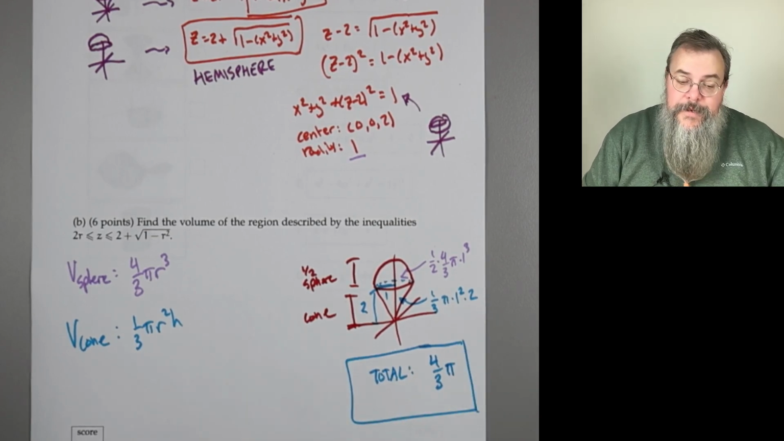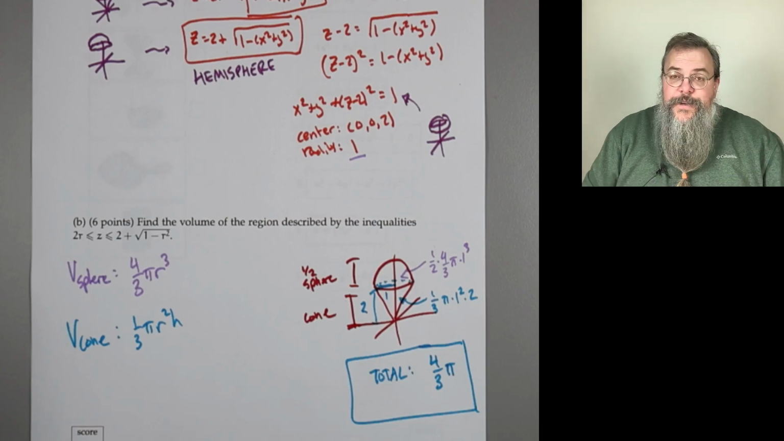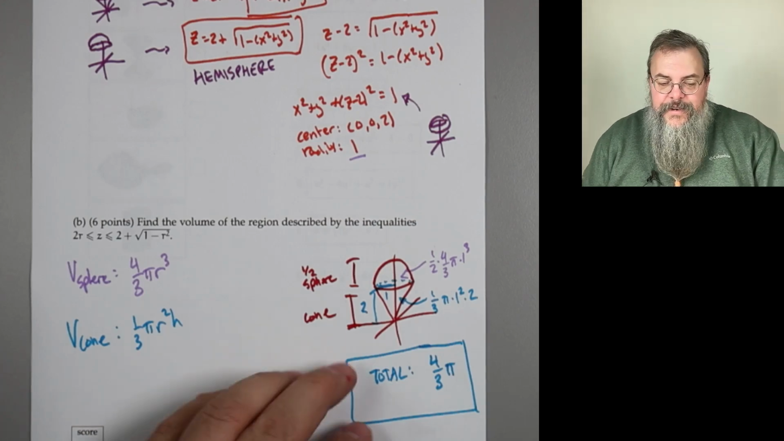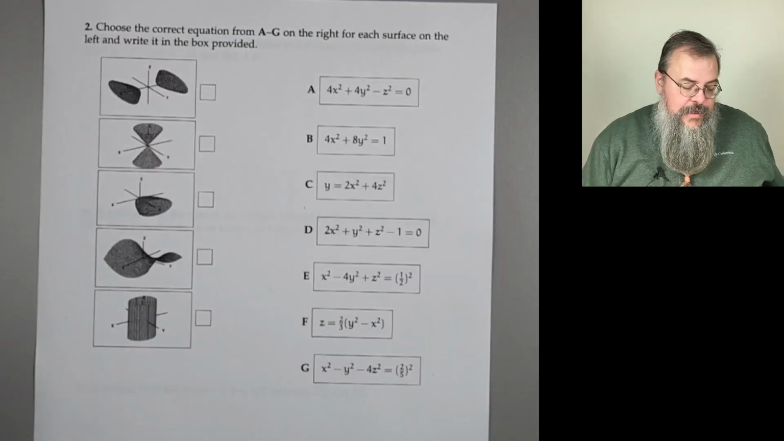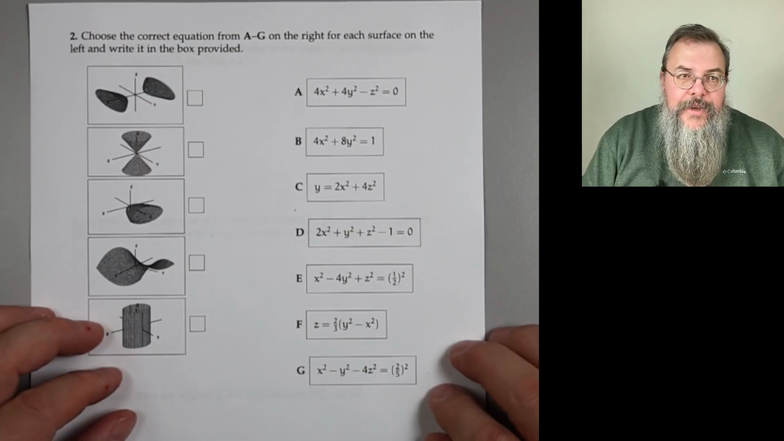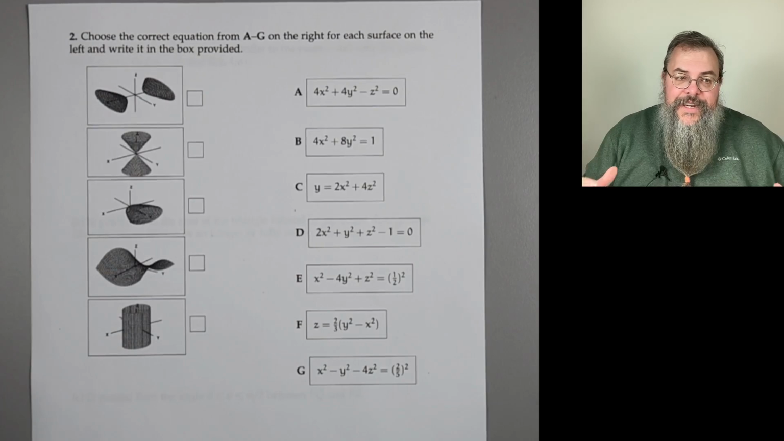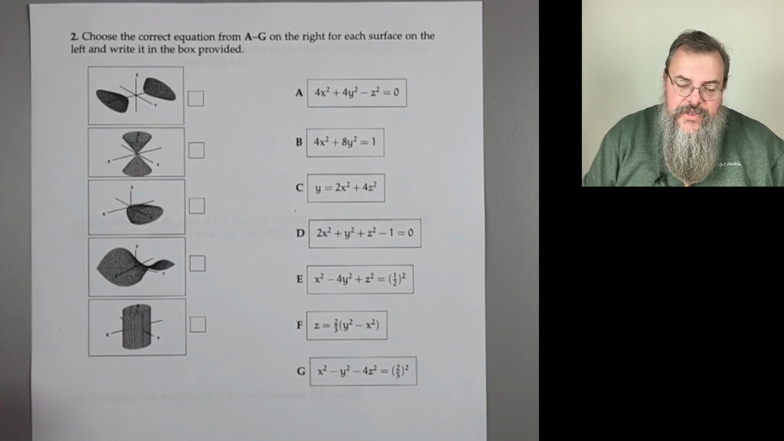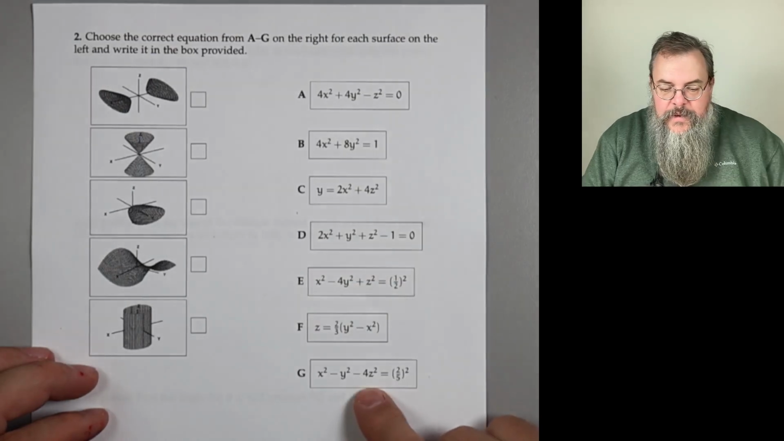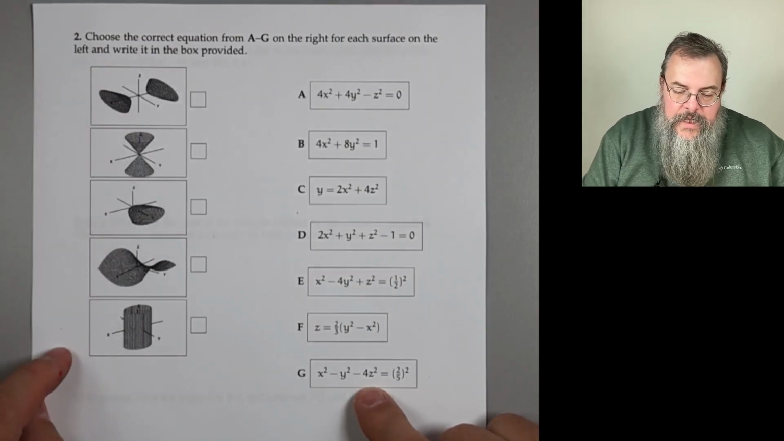And there we go. All right, so it's finding volume. Cool. All right, on to number 2. Okay, matching. Choose the correct equation from A to G on the right for each surface on the left and write it in the box.